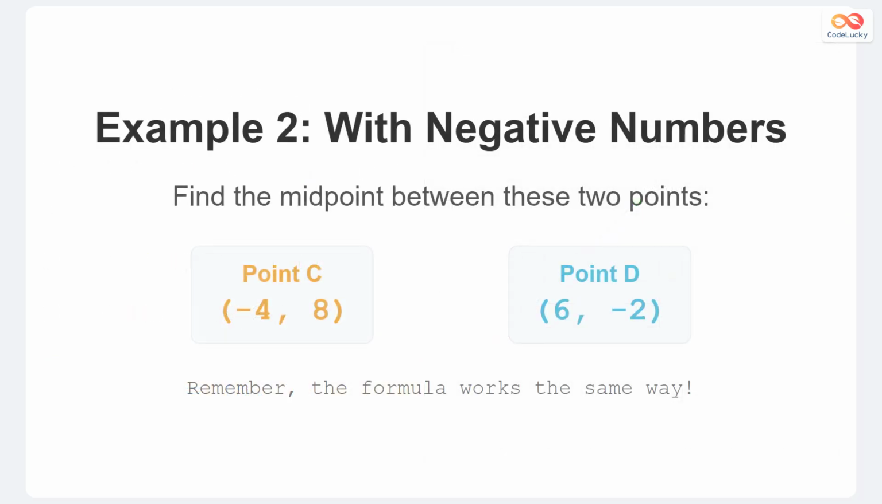What about negative numbers? The good news is the formula works exactly the same way. Let's find the midpoint between point C at -4, 8, and point D at 6, -2. Don't let the minus signs intimidate you.